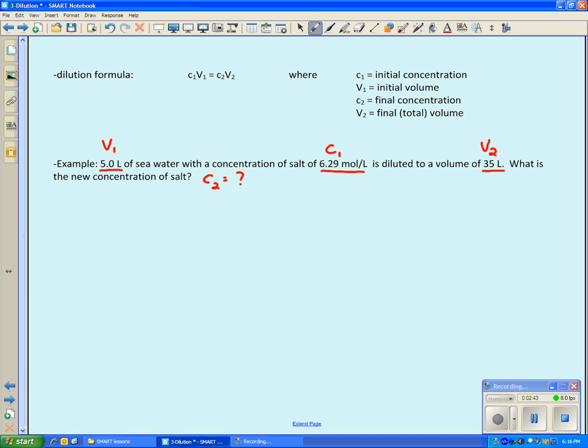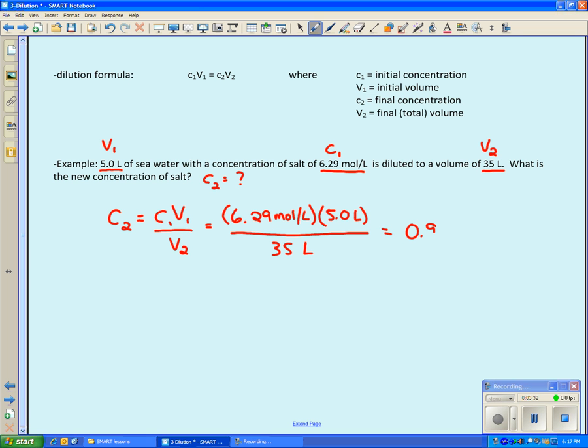Taking the equation from above and rearranging to solve for C2, we get C1 times V1 divided by V2. In this equation, as long as our units match each other, they don't necessarily have to match between the concentration and volume, and we'll see that in the next example. For this one, all we need to do is substitute in our values. Our initial concentration was 6.29 moles per liter. Initial volume is 5.0 liters. And those two get divided by our final volume of 35 liters. Type that into your calculator and you should come out with an answer of 0.90 moles per liter, when we round for the two significant digits in the question.